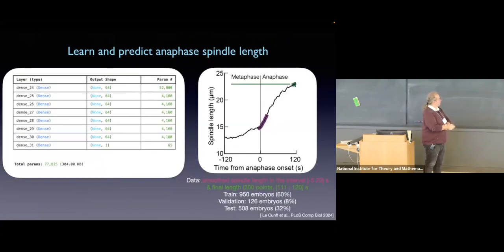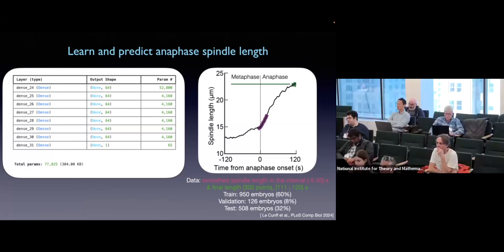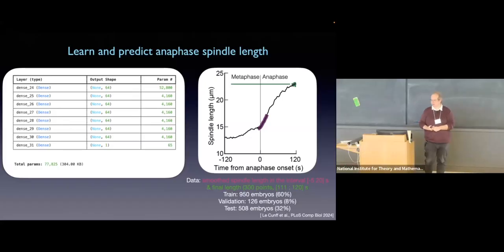So what we did, to keep with a data approach, we formed a small convolutional neural network, and we put a bit of the trajectory around the anaphase onset. It's here highlighted in purple. And the expected result is the final length. We trained this network on 950 embryos. And so we did the training, validation set, and we tested on about 500 embryos.